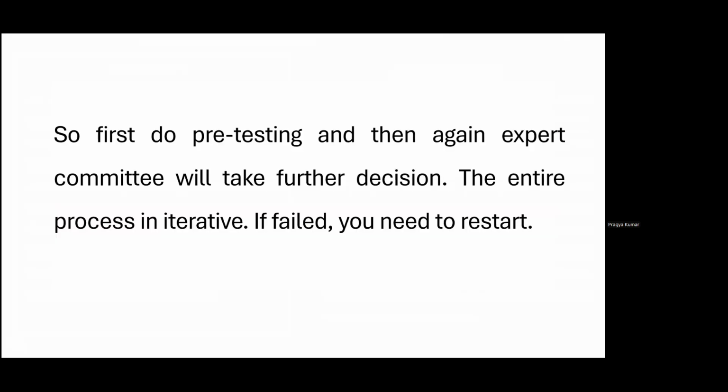So we first do the pre-testing, and then after pre-testing you have to call a meeting with those experts to further refine the questionnaire. And again, like I said, if after this pilot testing the internal consistency or the content validity is less than acceptable, then you need to restart the process again.